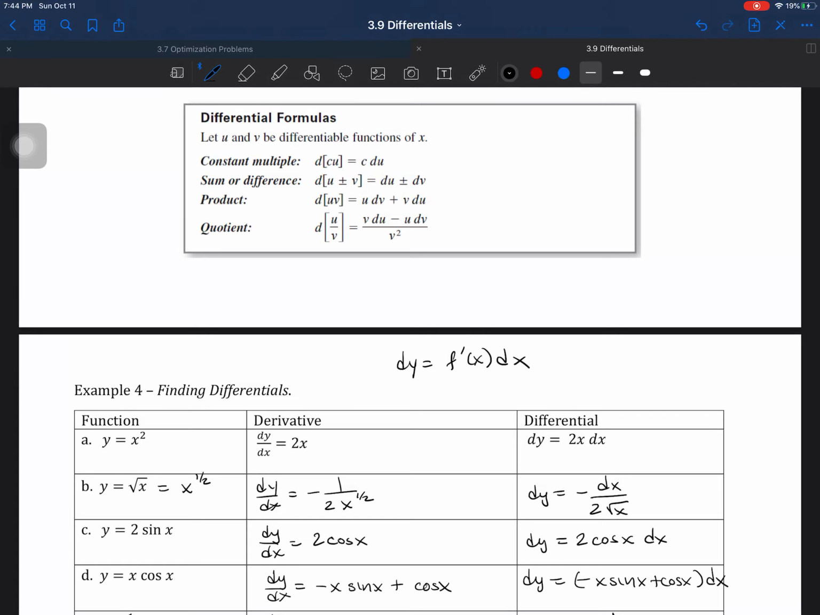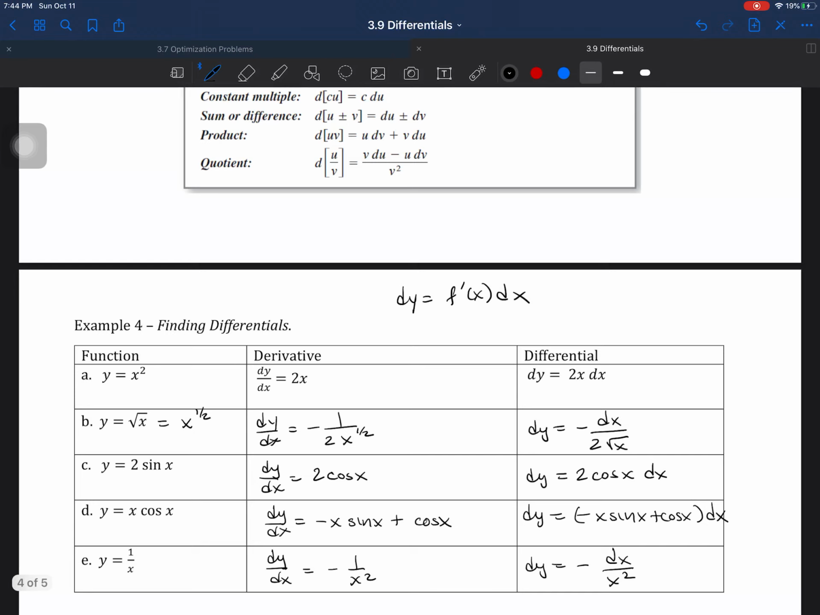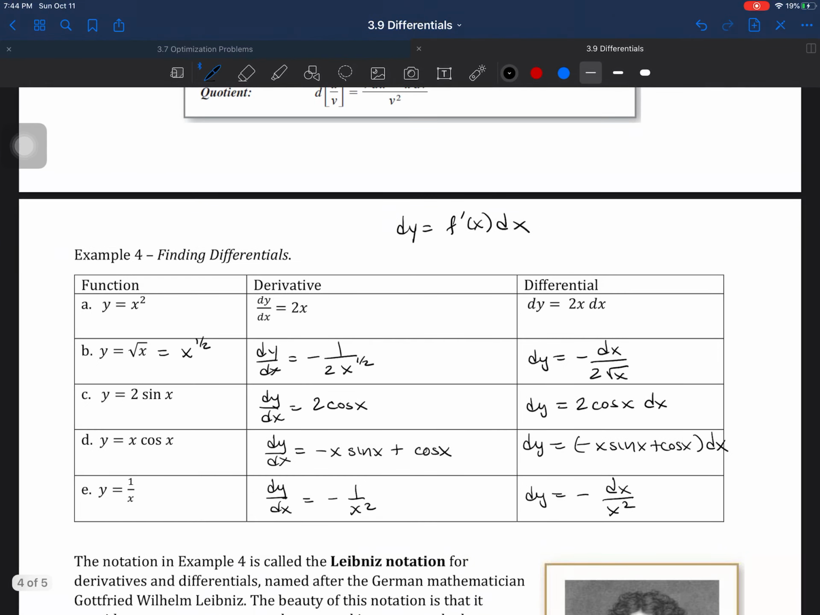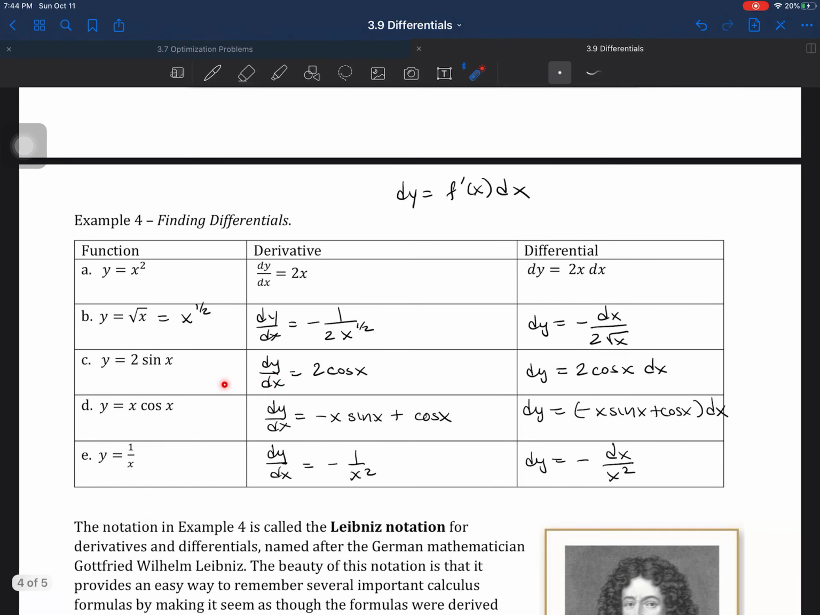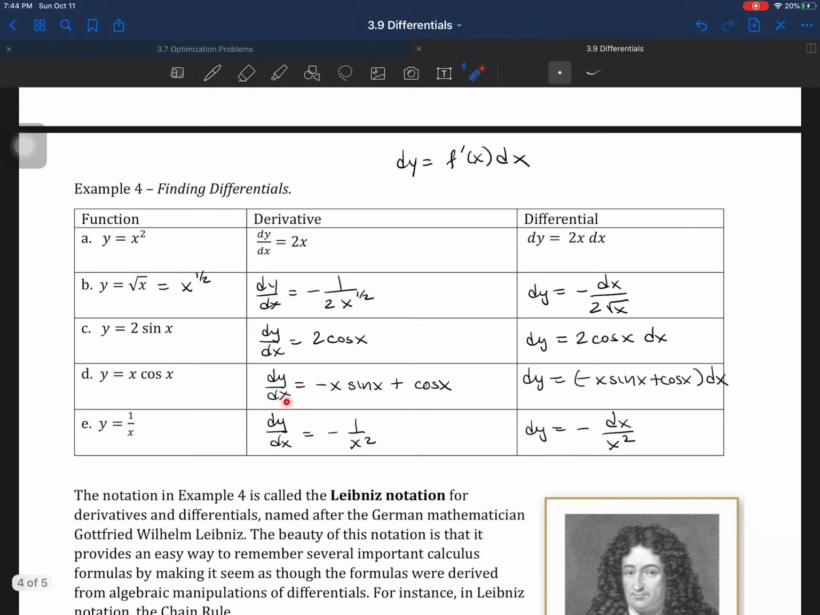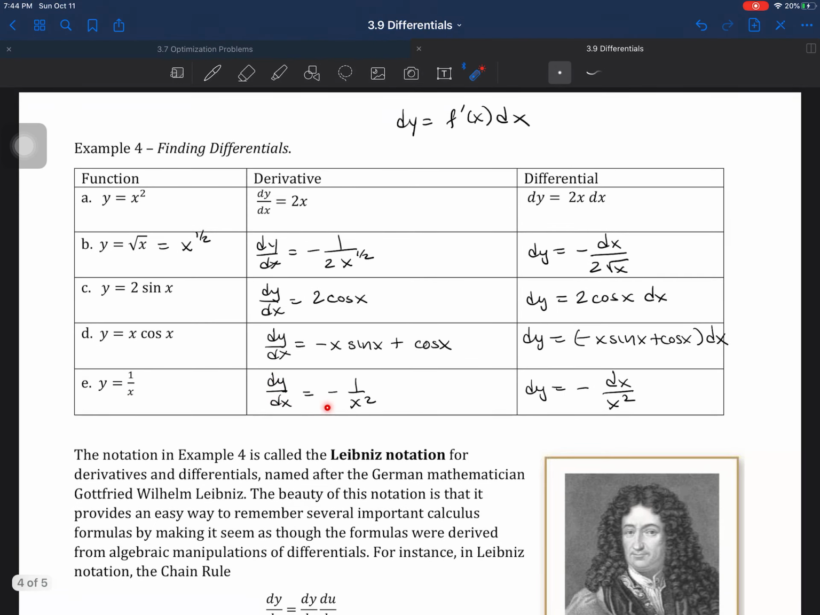The way we're going to do this is by using something that we already knew. This is very familiar, we're just going to take the derivative. We're going to write this as dy/dx, and the derivative of this will be 2x. The derivative of this will be dy over dx equals negative 1 over 2x to the 1/2. This will be dy/dx equals 2 cosine of x. And this one we have to use the product rule, which will be negative x sine of x plus cosine of x. And this one will be dy/dx equals negative 1 over x squared.